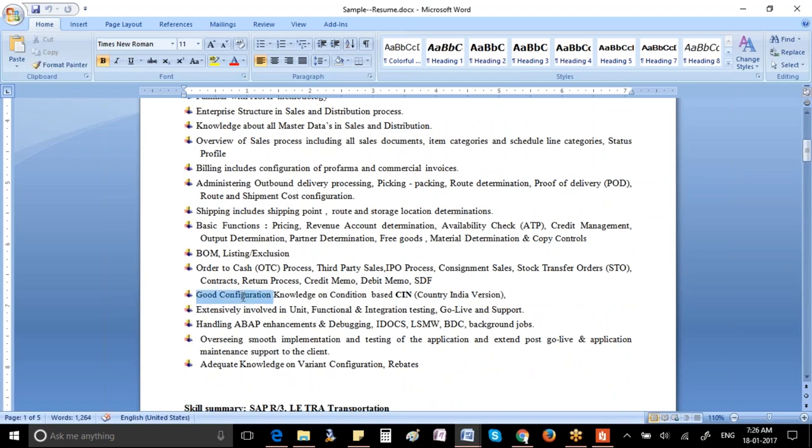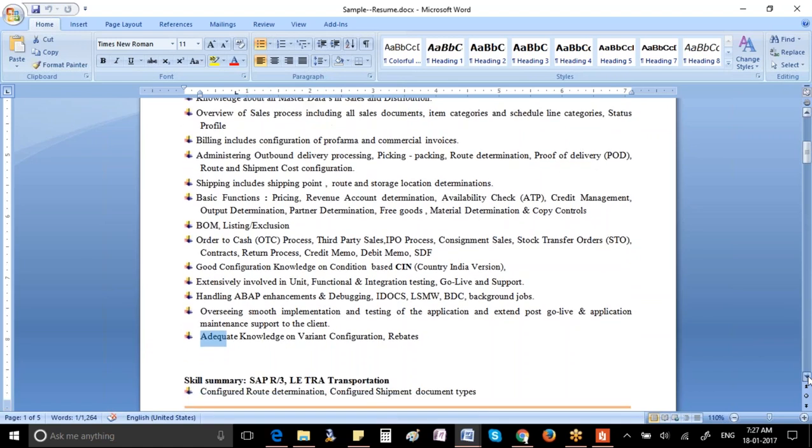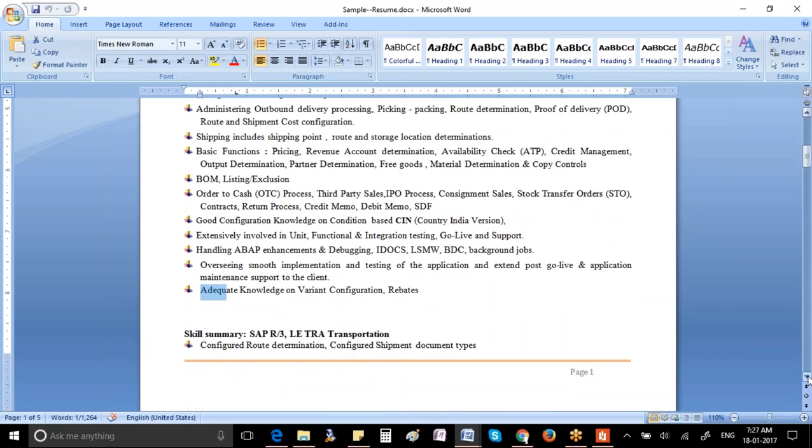Good configuration knowledge, adequate knowledge, or knowledge about. So this is how you need to segregate your skill sets: one, you have worked on; two, you are good at; and three, you just have knowledge. Why? Because variant configuration, rebates, automatic packing, or batch management are slightly advanced concepts. But you cannot say no.